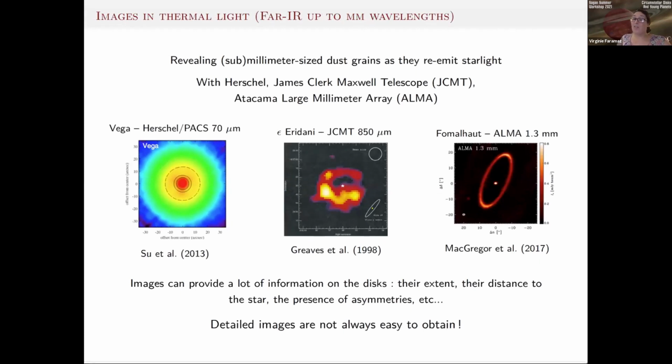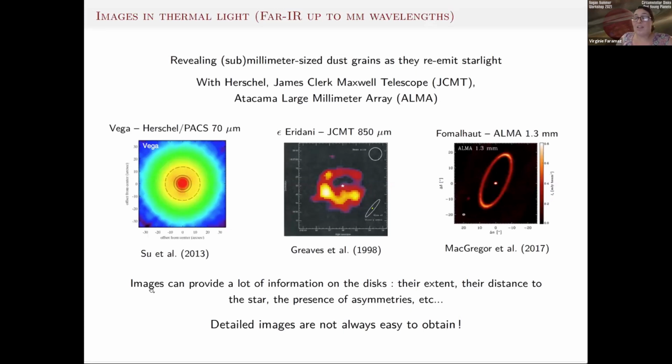And so, yeah, obviously you can learn a lot on a given disk from images. You can learn whether they're very extended, very broad, or very narrow, how distant they are from their star, if there is any asymmetry in there. But a lot of the time, detailed images are not really easy to obtain. And I'm thinking in particular of debris disks here, because this is what I mainly do. In this case, it's kind of difficult, and it takes, for instance, several hours of ALMA time to get a nice image like that.